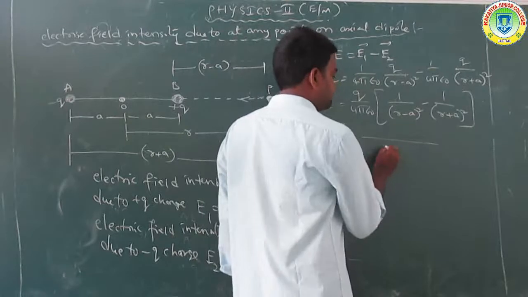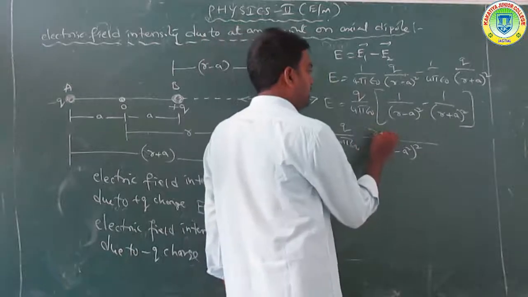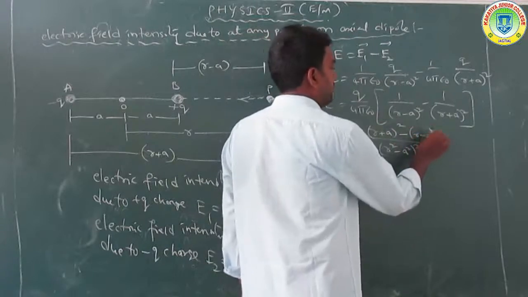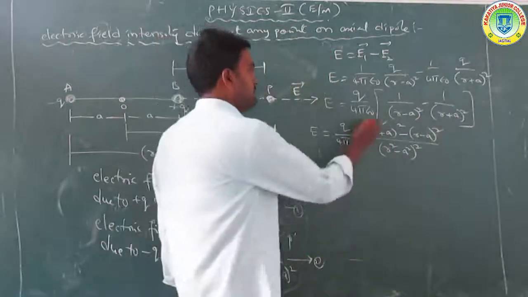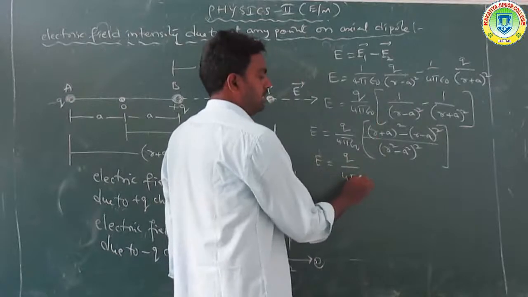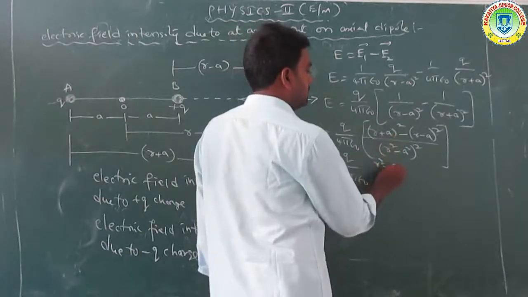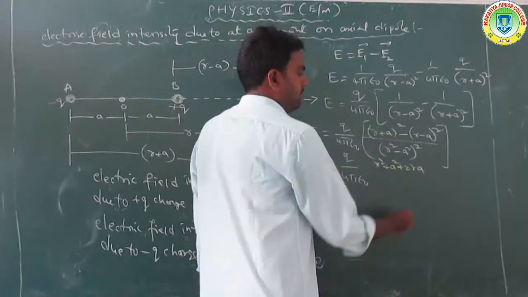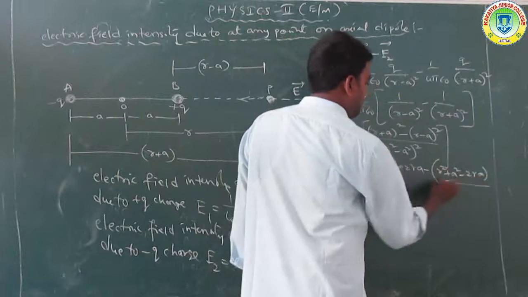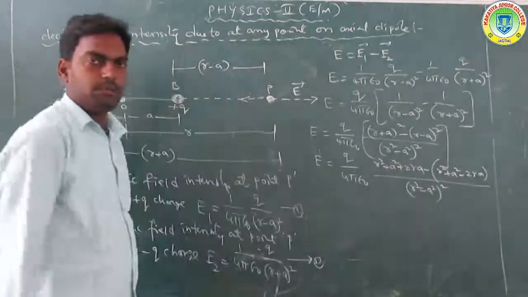Okay, LCM is taken: (R square minus A square) whole square in the denominator, with (R plus A) whole square and (R minus A) whole square in the numerator. So E is equal to Q by 4 pi epsilon, times (R square plus A square plus 2RA) minus (R square plus A square minus 2RA), by (R square minus A square) whole to the power of square.